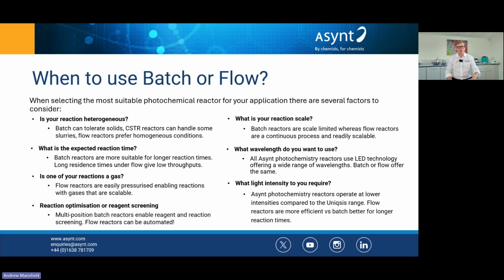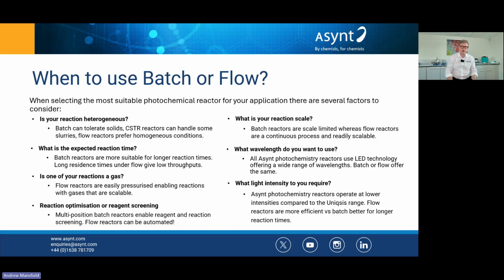Now, CSTRs, or continuously stirred tank reactors, are used lots in flow chemistry applications for handling light slurries and suspensions and for crystallization. So they can handle a certain amount of solids. We have CSTR reactors that we can irradiate with a light source. I'm sorry, I keep saying illuminate. Whereas the flow reactors are good for scaling, but they really need homogeneous conditions.